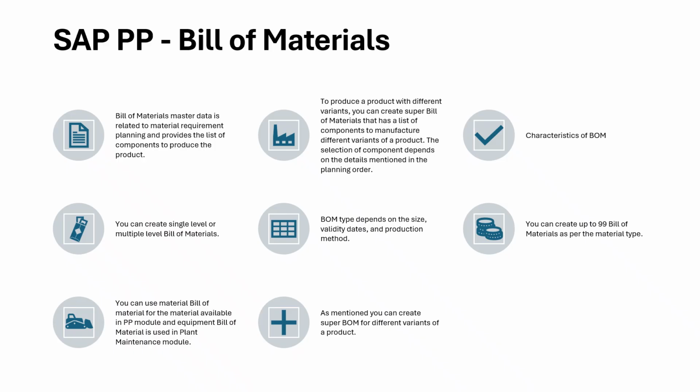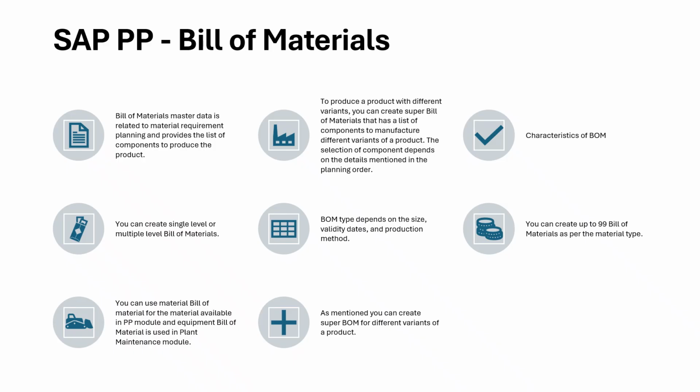Bill of material master data is related to material requirement planning and provides the list of components to produce the product. And to produce a product with different variants, we can create a super bill of material that has a list of components to manufacture different variants of the product. The selection of components depends on the details mentioned in the planning order.